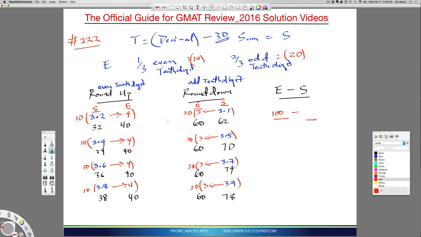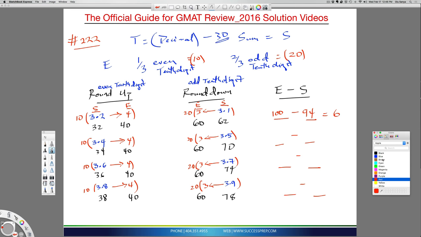Minus for my S, I need to look at my S here and here. That's a 32 and a 62, and that's a 94. And that subtraction is 6, okay? And then you're going to do the same thing here. So I'm just going to do a minus of that. I'm going to think about the E and S, the E and S, and I'm just subtracting each case, okay?